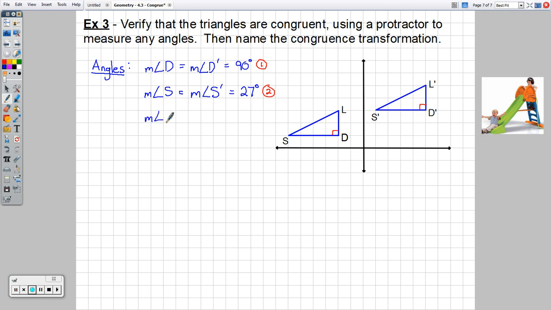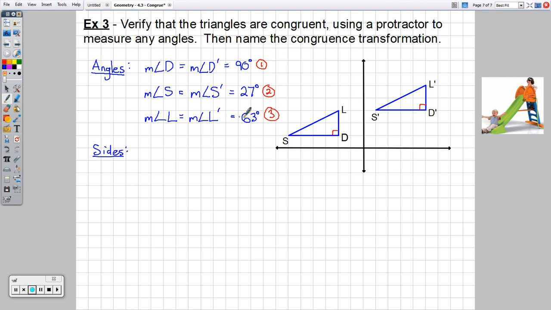And for L and L prime, we could measure those as well, but I can also remember the triangle sum theorem states that they're going to add to 180, and so if both of these are adding to 117, the third angle theorem tells me that the third angles are going to match up as well, and that angle measurement would be 180 minus these two added together, leaving me with 63 degrees. So that's step 3. And again, you could put your protractor on angle L and angle L prime as well and find that they are matching up with that as well.